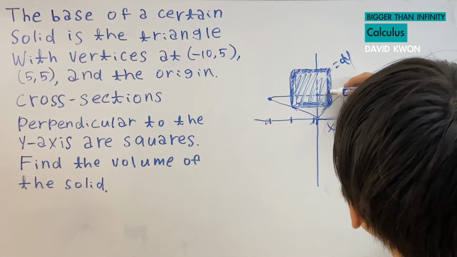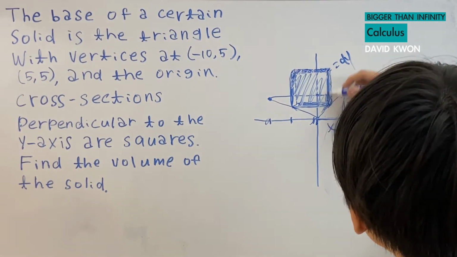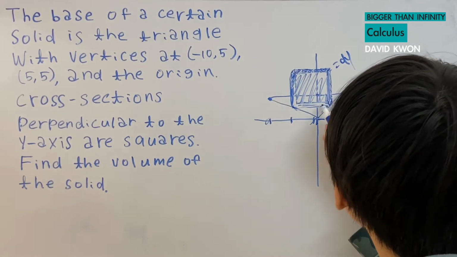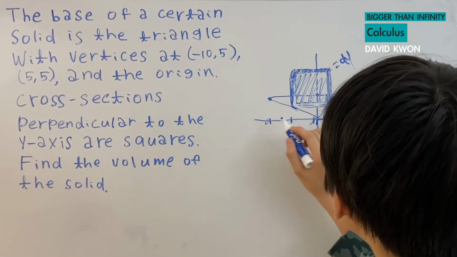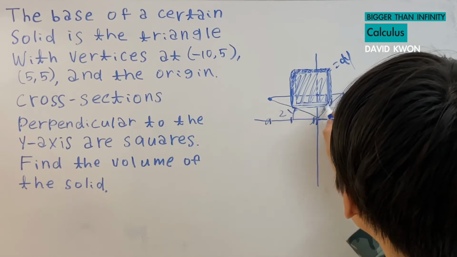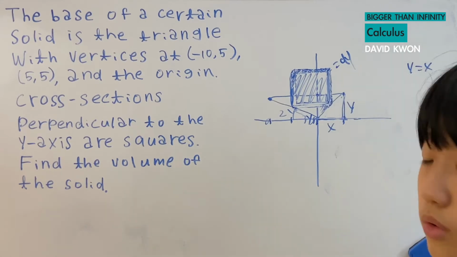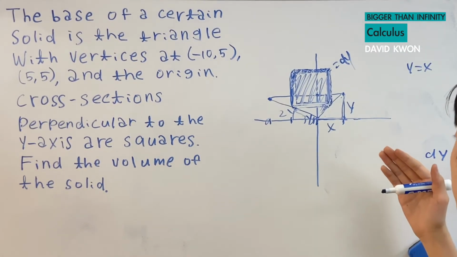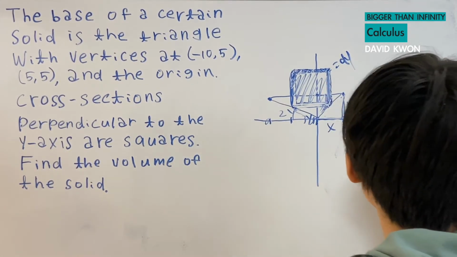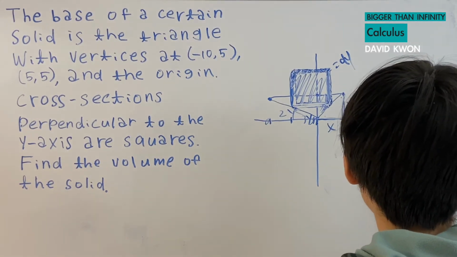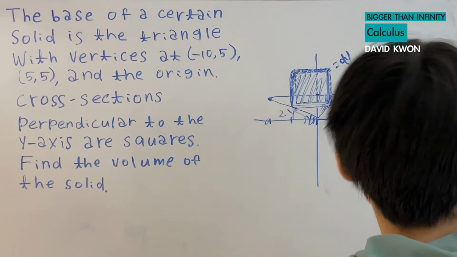So to find the length of this side, they're the same thing, we know that this is y, but over here is 2y. So this length is going to be 3y, which means we have to square the 3y. So this is what we have: (3y) squared times dy.